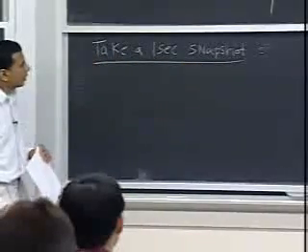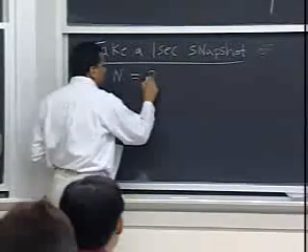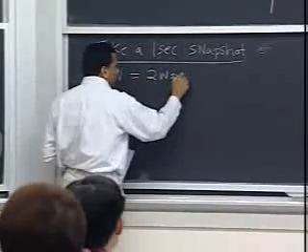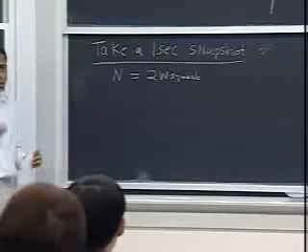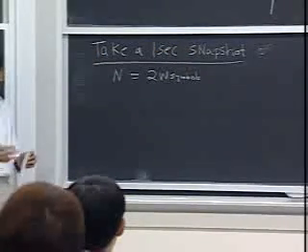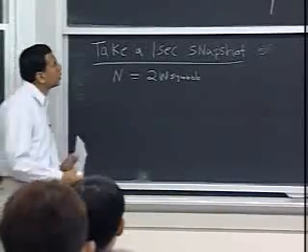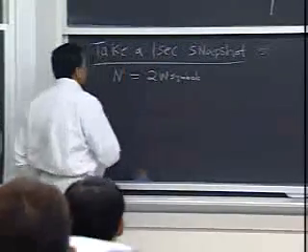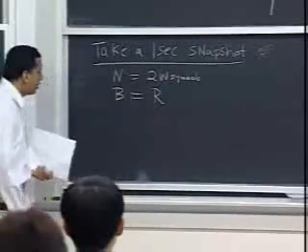So now in 1 second, I can send N equals 2W symbols. Because this is an orthonormal PAM system, I can send 2W symbols per second. Because my rate is R bits per second, B equals R. In 1 second I can send R bits.